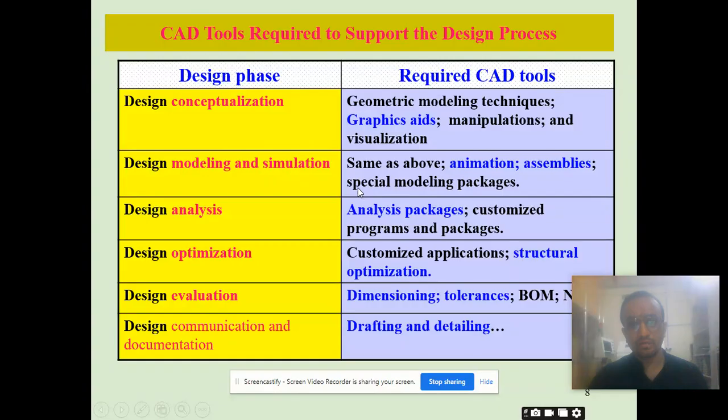And what CAD tools are required? Same as above. Animation, assemblies, and spatial modeling packages are sometimes needed. Now here comes the design analysis. For the design analysis, we need design analysis packages, customized programs and customized packages as well. For design optimization, the same, customized applications are required. Sometimes structural optimization is also required. For design evaluation, we require dimensioning, tolerances, and bill of material. For design communications and documentation, we require drafting and detailing.